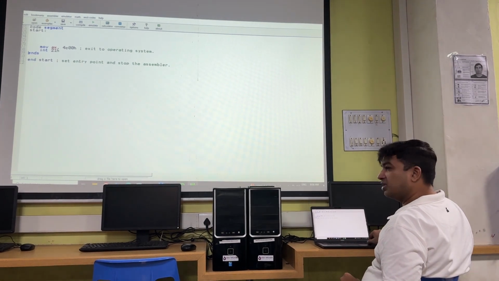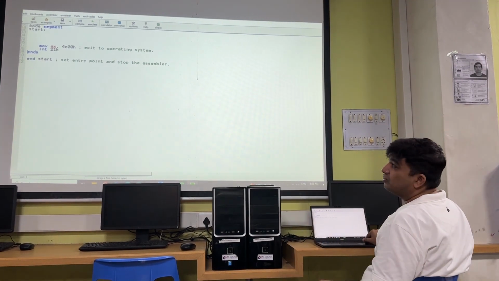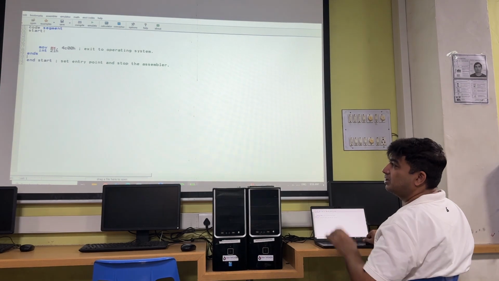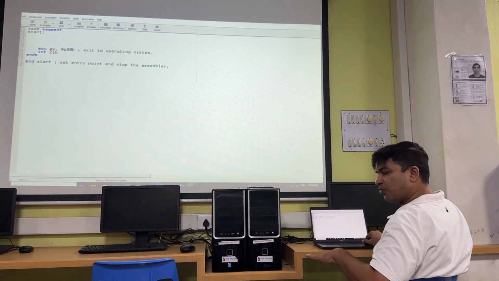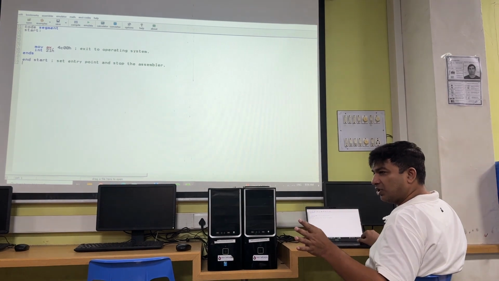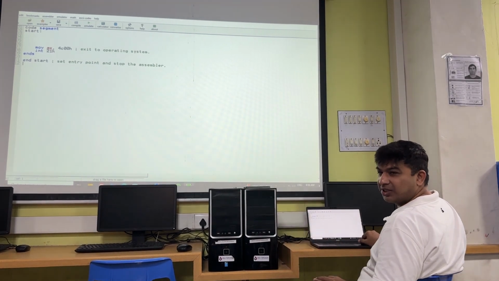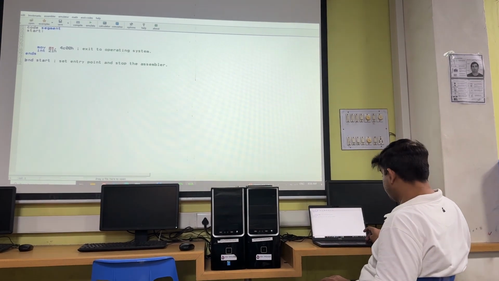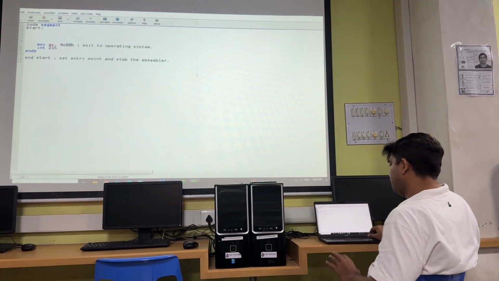Ends is again an assembler directive which tells that the segment ends. And end start is the end point of your full program. So after that, whatever you write will remain unnoticed by your assembler. Understand? This is my basic program which is needed every time.